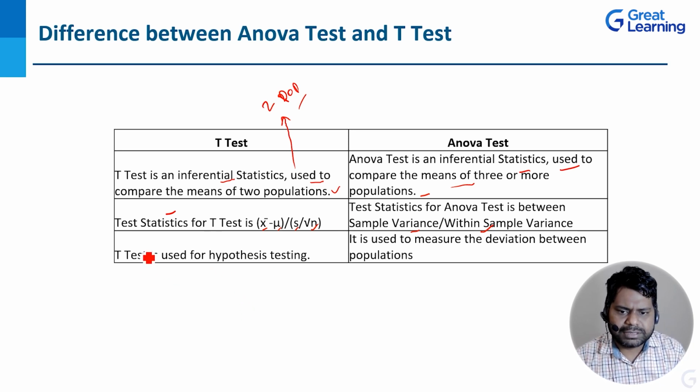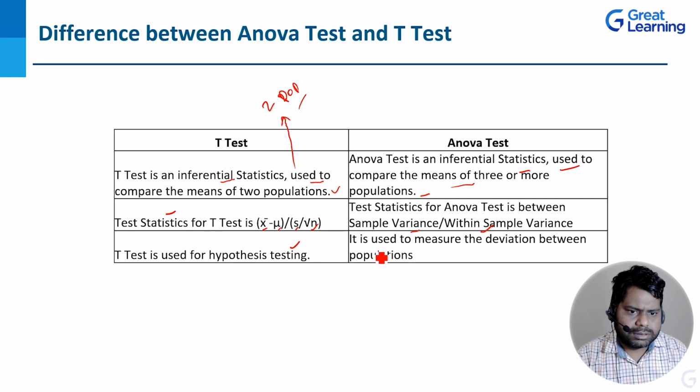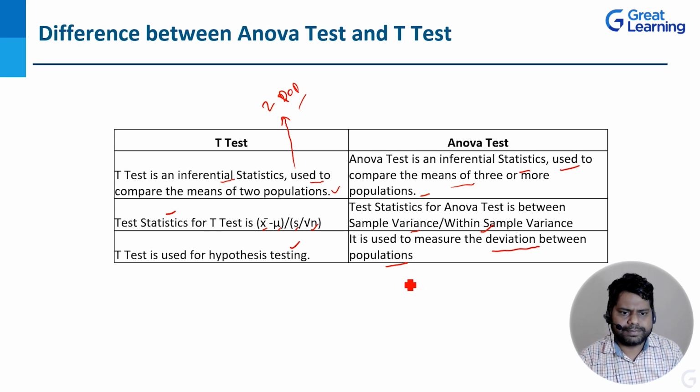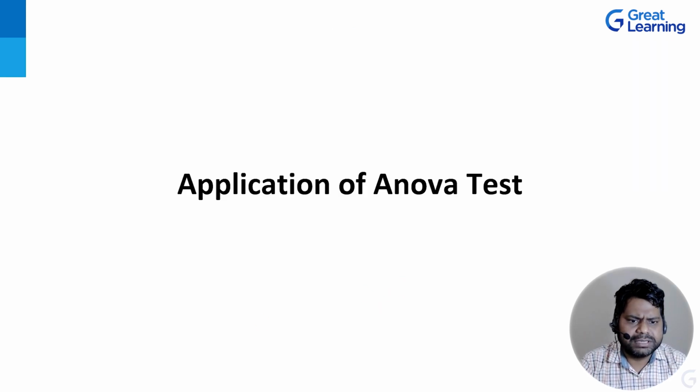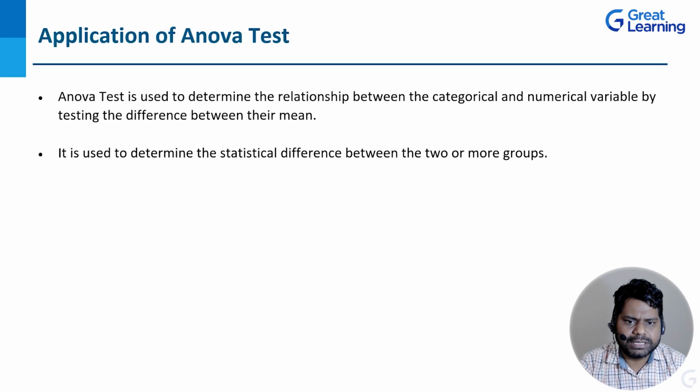The third difference is that the t-test is used for hypothesis testing, whereas the ANOVA test is used to measure the deviation between the populations. So these are some of the important differences between the t-test and the ANOVA test. Now let's see some of the applications of the ANOVA test.